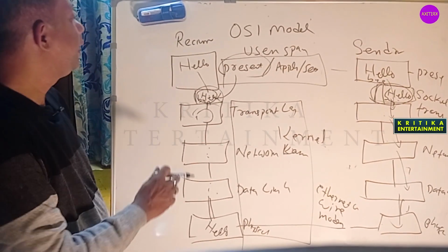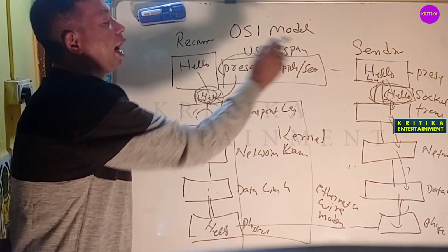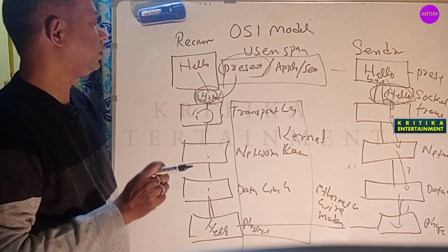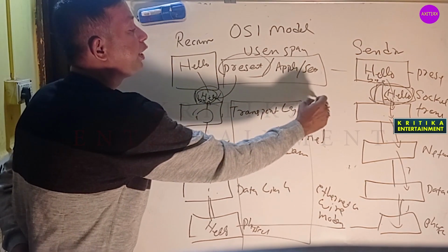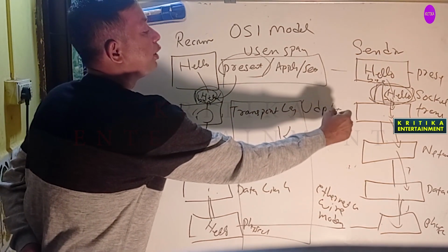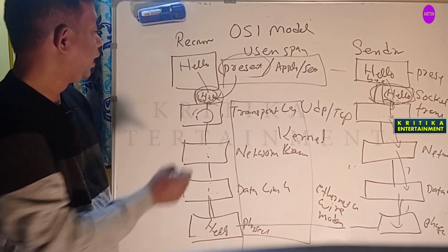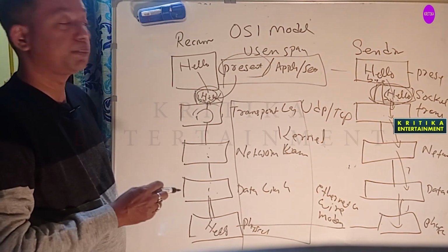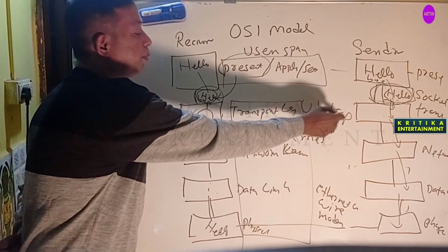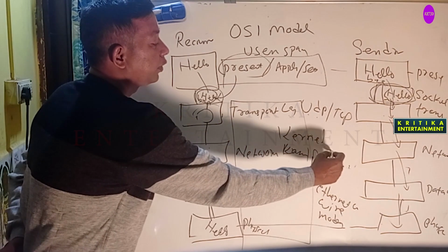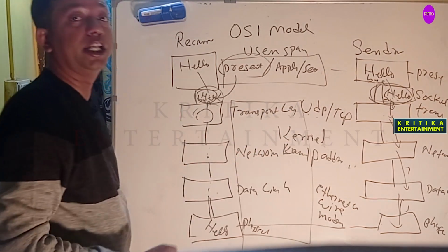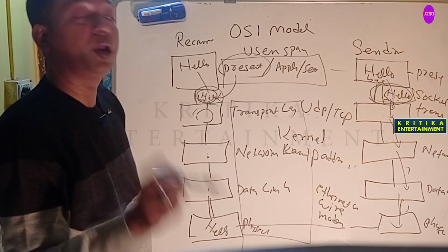Then the presentation layer means you will write the logic, like if else, and the transport layer means it will decide whether you are using UDP or TCP. The transport layer is where you use UDP or TCP. The network layer contains your IP address. It will decide your IP address, whether you are using IPv4 or IPv6.